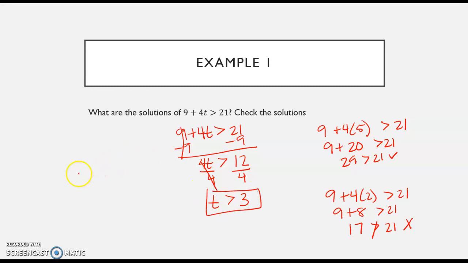If it asks you to graph, then remember you would put, in this case, 0, 1, 2, 3. It's not a pretty graph. 4, we put an open circle at the 3, and we draw to the right because those are the numbers greater than 3. As simple as that.